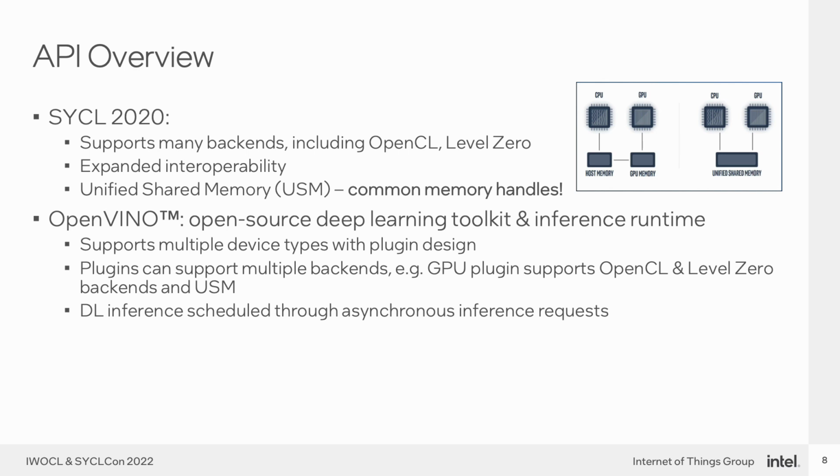For deep learning inference, we're using the OpenVINO inferencing engine. OpenVINO is an open source deep learning toolkit that supports multiple device types with a plugin design. And just like SYCL, certain plugins support multiple backends. For example, the GPU plugin supports OpenCL and Level 0 backends and can work with unified shared memory allocations as well as OpenCL buffer types. More about that later. Most importantly, the OpenVINO API has methods to schedule inference asynchronously. That avoids blocking the application thread and will be important when we optimize synchronization between API calls.